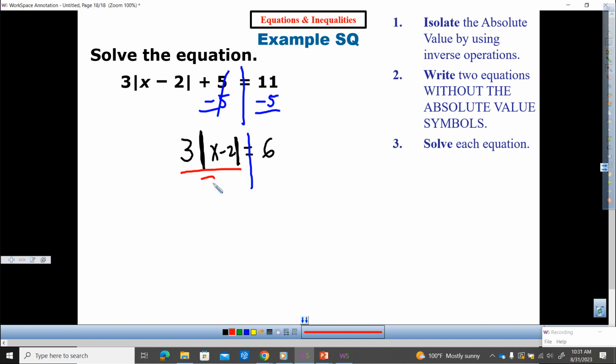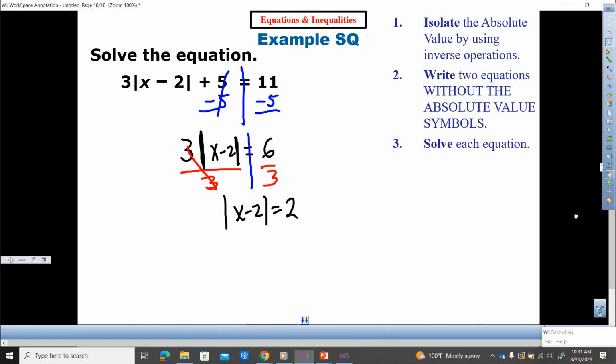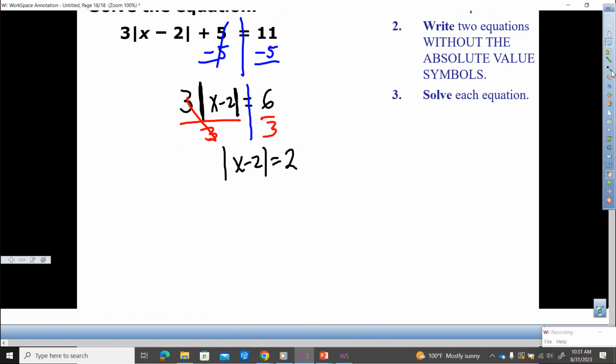Divide by 3 on both sides. We end up with absolute value of x minus 2 equals 2. All right, what do we do from there? Tell your neighbor, and then Brandon is going to pass it to someone.